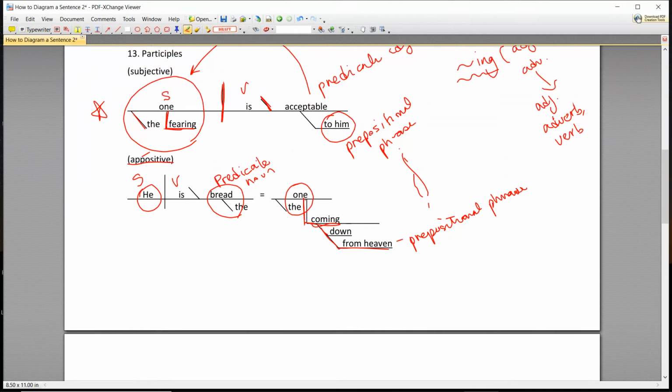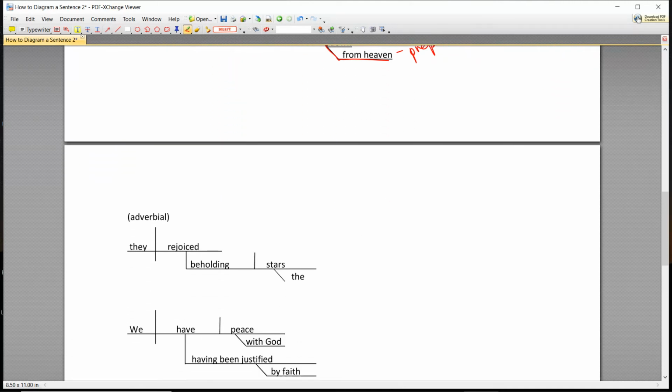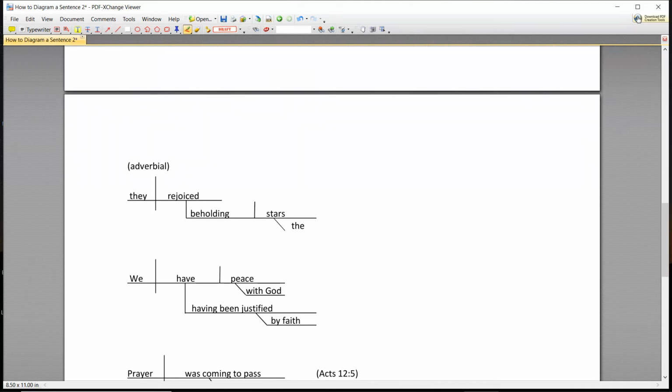Adverbial participle. Okay. Adverb modifies again an adjective, adverb, another adverb or verb, right? That's adverb. So adverbial participle means the participle that's modifying an adjective or an adverb or a verb, right? So look at the example.